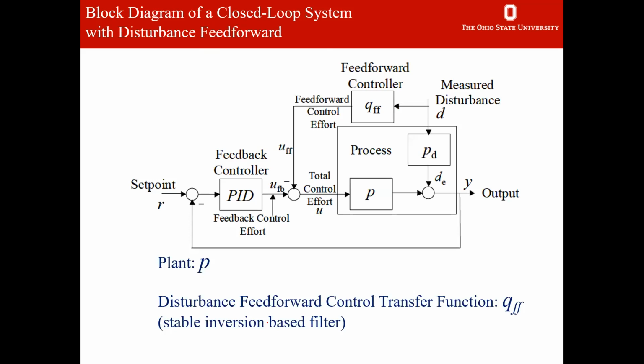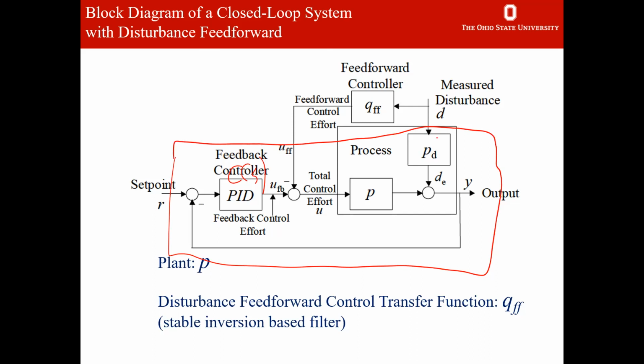Now, there's another way of using this feed forward control idea. Again, this is my feedback controller. Same feedback loop as before. So this is my plant. This is my P sub D, G sub D, whatever you want to call it. That's the transfer function. So this is P sub D times D that acts on my disturbance. In some very rare cases, I can actually measure the disturbance.